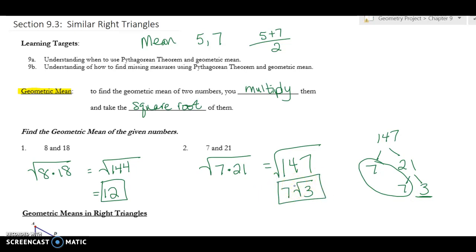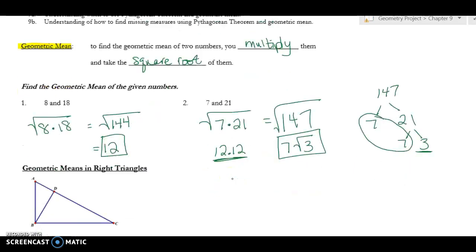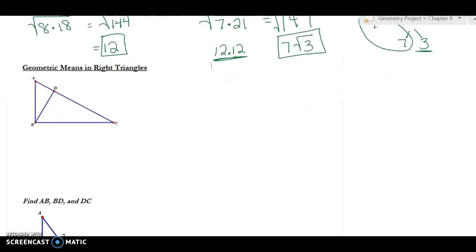If you are not required to find those, then you could just find the square root of 147, and you can write the decimal of 12.12. Both answers are correct. It kind of depends on what your teacher or your assignment is asking you to find. All right, so that's how you find the geometric mean of numbers. Now we're going to look and see what happens with right triangles.